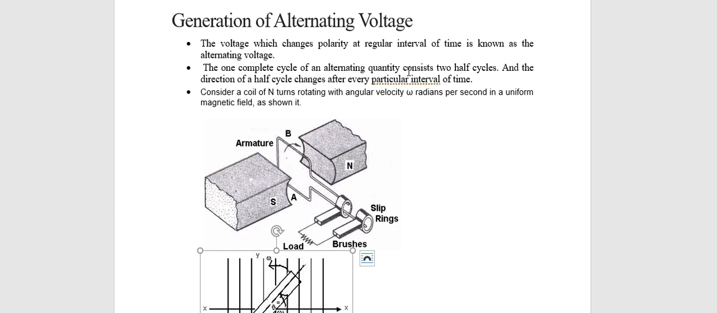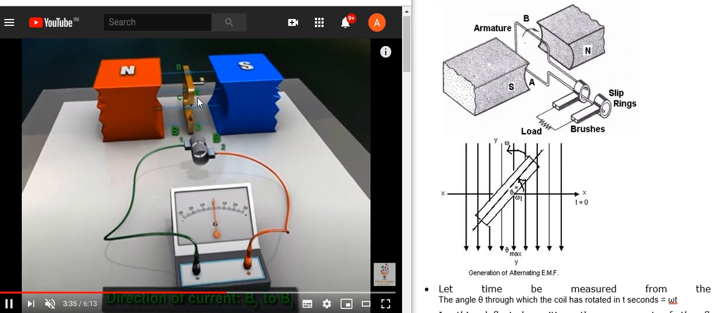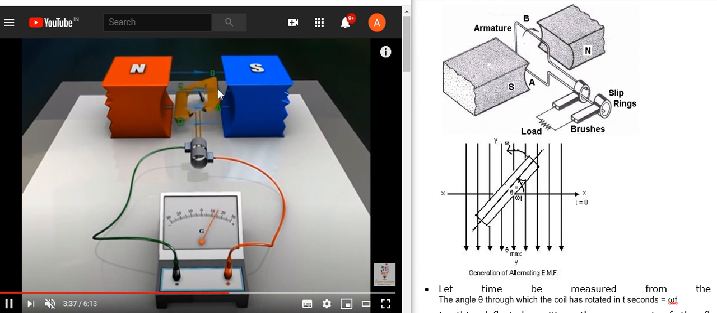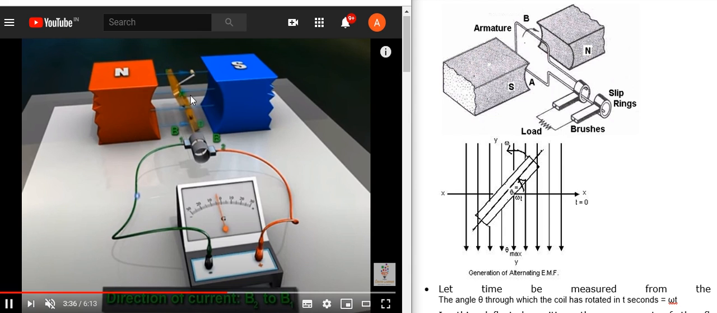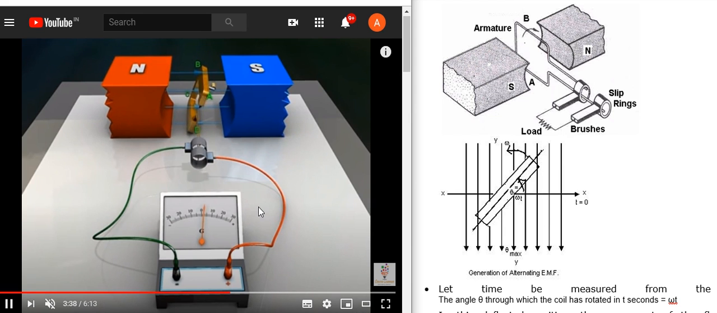Voltage which changes polarity at regular intervals of time is known as alternating voltage. One complete cycle of an alternating quantity consists of two half cycles, that is one positive half cycle and one negative half cycle, constantly changing at every particular interval of time. Consider a coil having n turns. Here it is only one turn. If there are n turns, you have to multiply current by n or flux by n. In this figure, if you rotate the coil inside the magnetic field, the galvanometer deflects in both directions, that is, current is flowing in both directions.